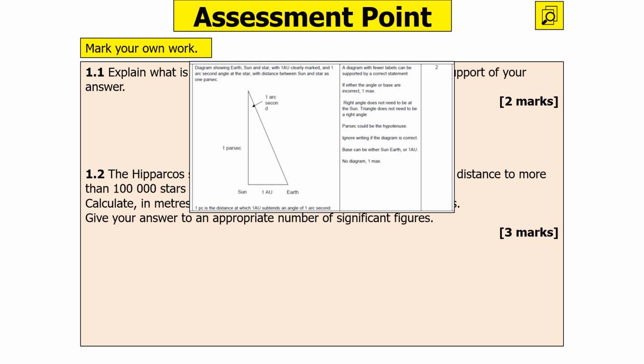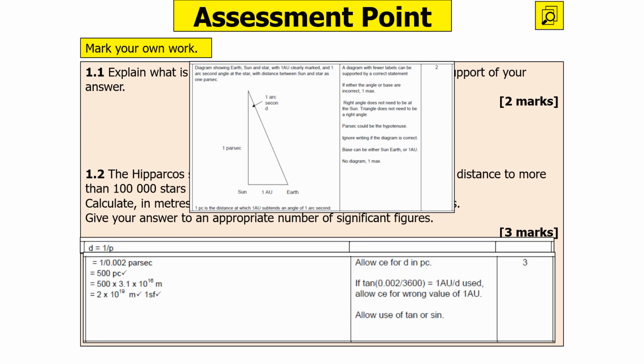In this next one, well, what did we know before? We said that distance in parsecs is equal to 1 over the parallax angle in arc seconds. So therefore it's 1 over 0.002 because that's the precision. So we've got a distance of about 500 parsecs. Now we can put that into meters by converting from parsecs into meters. We get that conversion on the equation sheet, so it's 2 times 10 to the 19 meters.